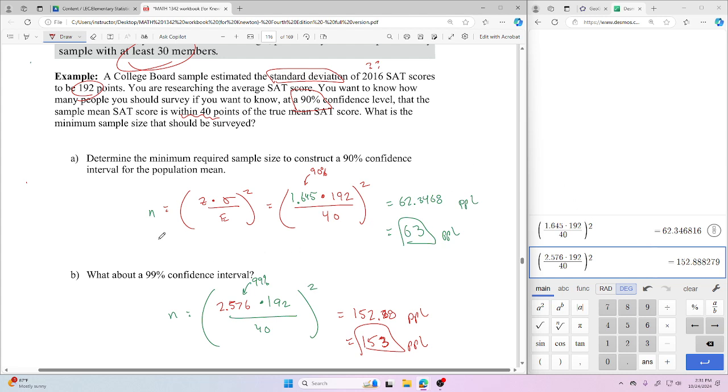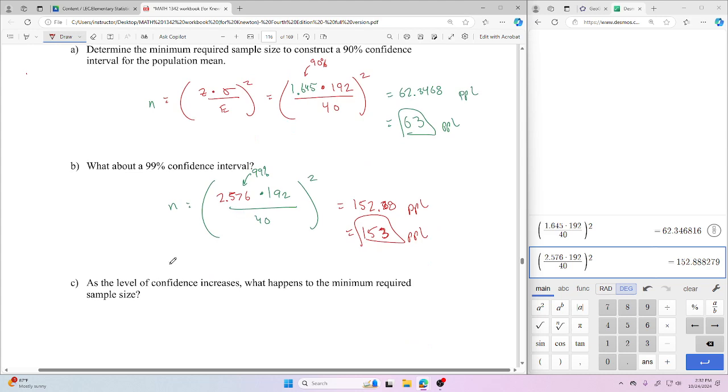So notice the difference between sample sizes. If I wanted to be 90% confident about this stuff, then I need to go survey 63. But if I wanted to be 99% confident, 153. If I wanted to be 99.9999999, it just kind of depends on what I'm looking for. If I only want to be 50% confident, well, I'm not going to go look that one up, because it's getting ridiculous now.